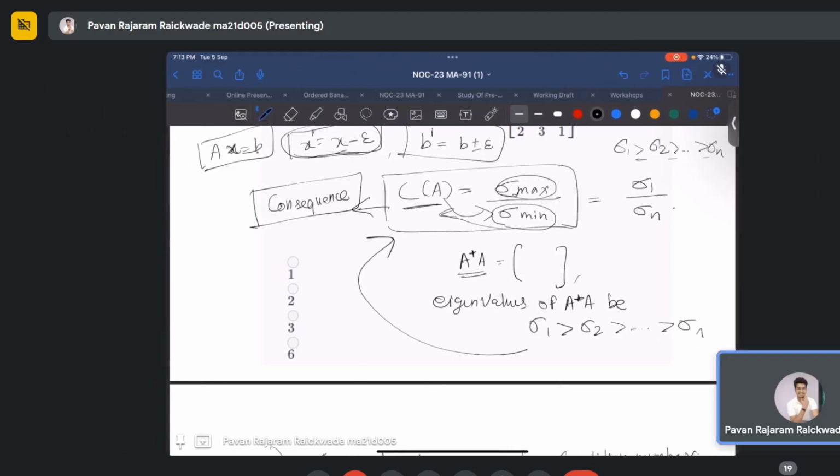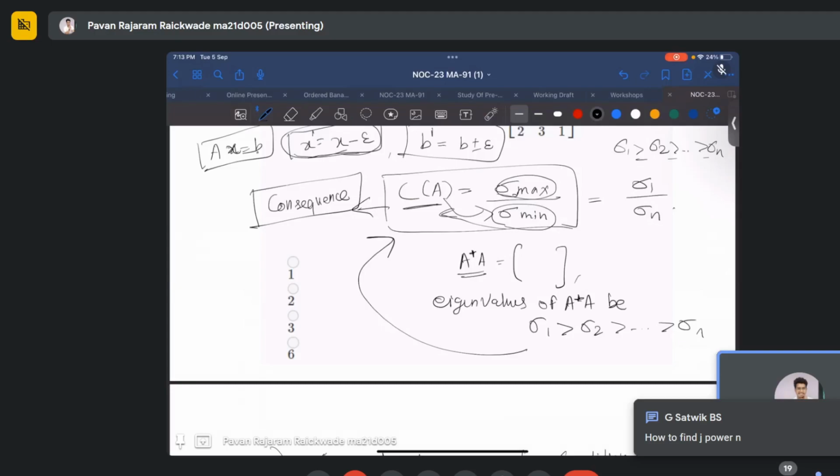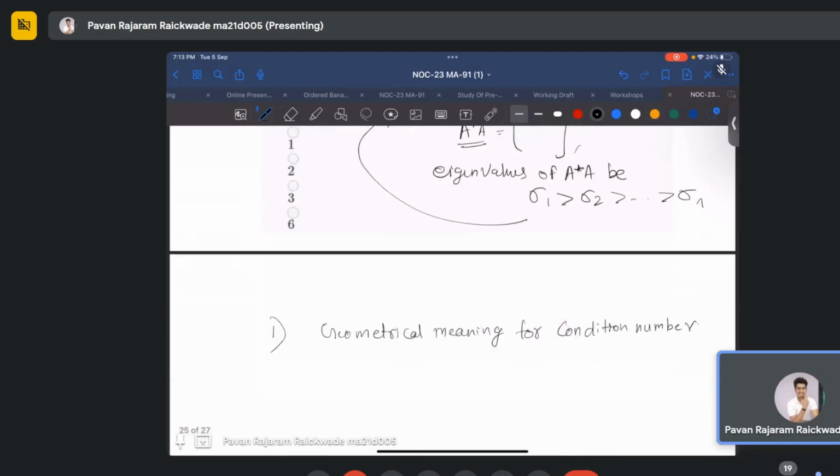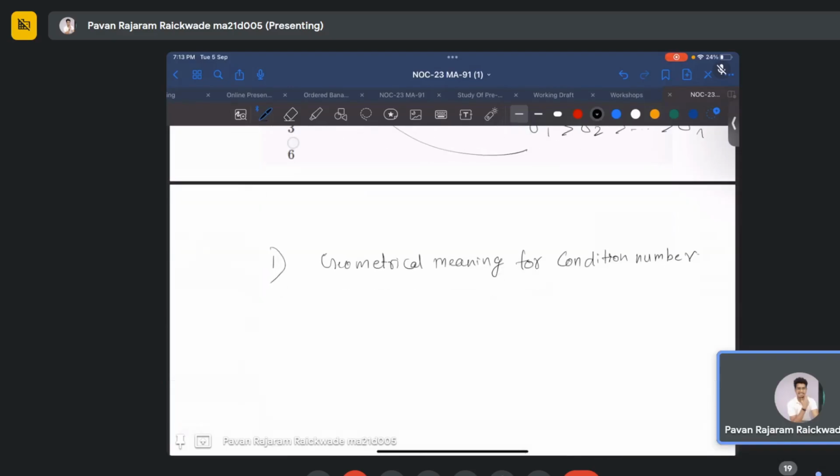If anyone has any doubts, they can ask. How to find J power n for a Jordan block? That's what I was doing there. Multiplication. There is a simple formula as far as I know. I don't remember the formula exactly, but you can look for it. Search for Jordan exponent or something, or maybe it's there in the notes.